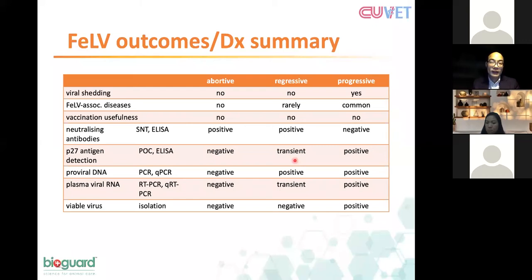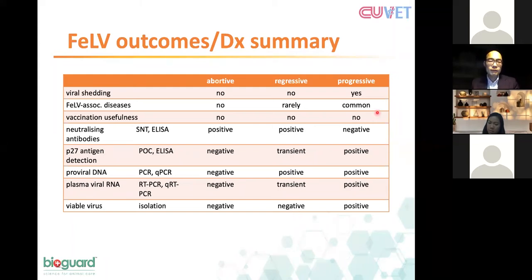The only means to detect a regressively infected cat is by detecting viral DNA integrated in the host genome, which always turns positive. For plasma viral RNA, again, it's only positive during the early phase of infection, during active replication, so also transient, similar to the antigenemia. And of course, you cannot isolate the virus from a regressively infected cat unless you give them immunosuppression to reactivate the latently infected cells and start replication again.